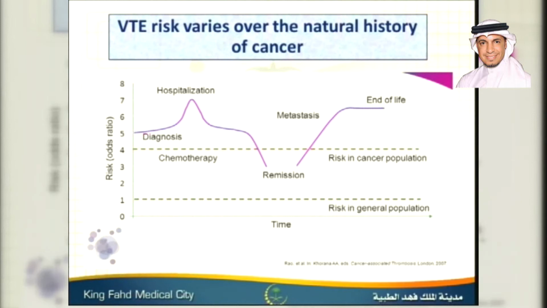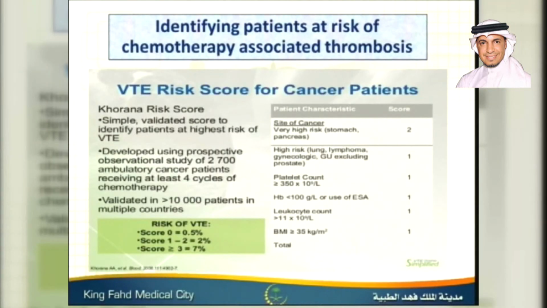And the risk of VTE, very interesting, is high at diagnosis and can increase during hospitalization, then decreases during remission, and sometimes recurrence of VTE indicates that there is relapse of the disease and metastasis. So this is very important. You have to keep in mind that VTE risk varies over the natural history of cancer, and identify patients at risk of chemotherapy-associated thrombosis.